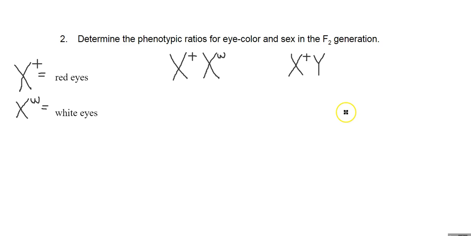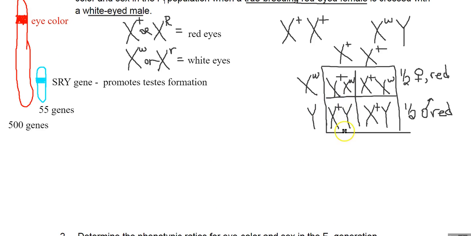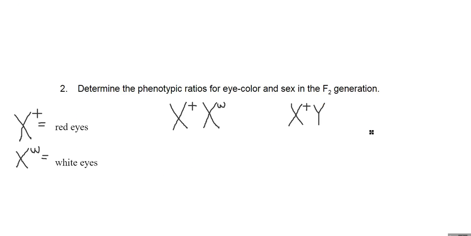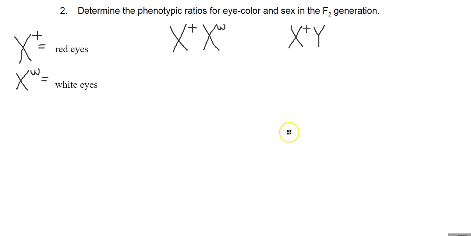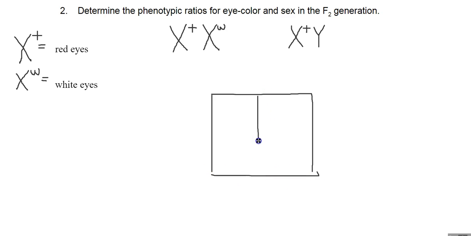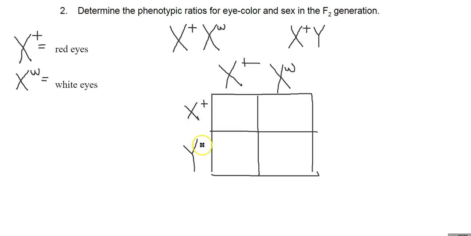But as we saw in our last problem, and I'm just reviewing that for you here, this is the male in question. He is hemizygous, meaning he has one copy of the allele, but he has a wild type or the red-eyed allele. So that's the cross that we're doing. So now we're going to determine the phenotypic ratios for eye color and sex, both of those, by doing this cross. I'm going to put the heterozygous female on the top and the hemizygous male on the side.